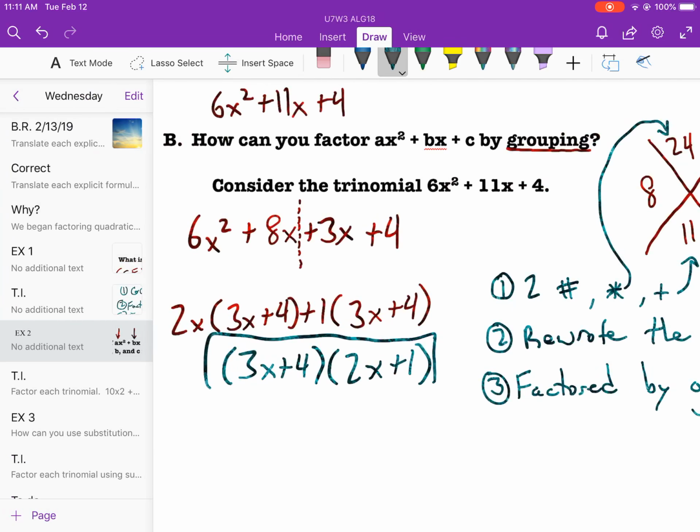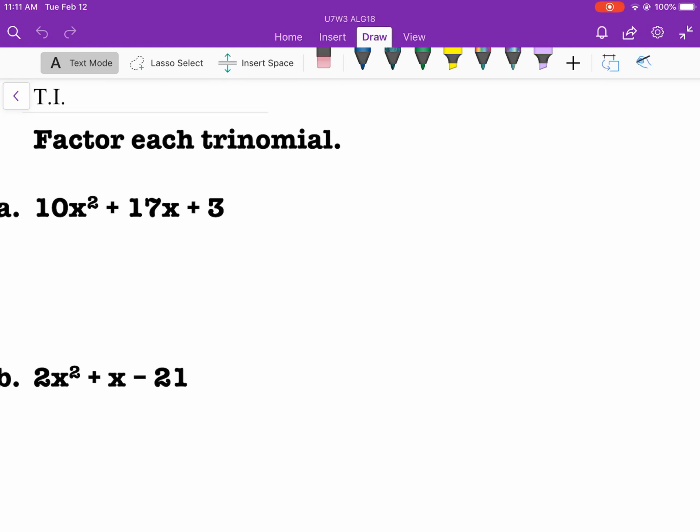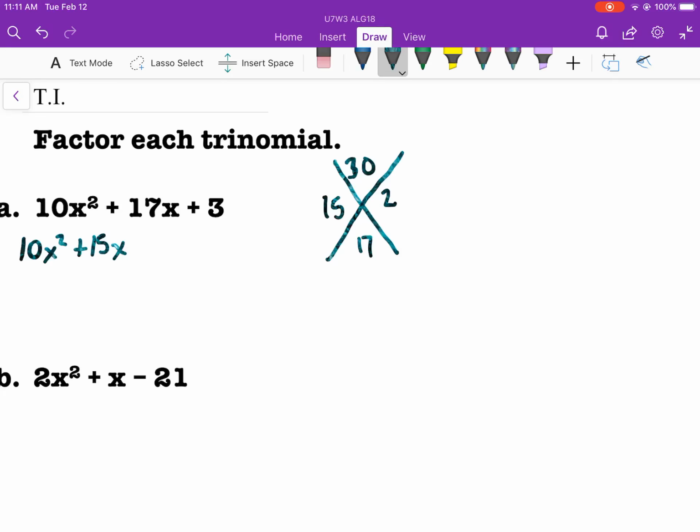So let's try some. Factor this trinomial. Notice it doesn't have a GCF, so we have to make a little x. And we need two numbers that multiply to 30 and add to 17. We can do 15 and 2. Rewrite the expression: 10x squared plus 15x plus 2x plus 3. The only thing that changes is the middle term. We rewrite it using the factors that we found.